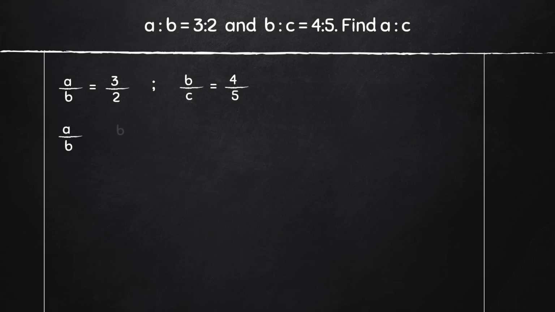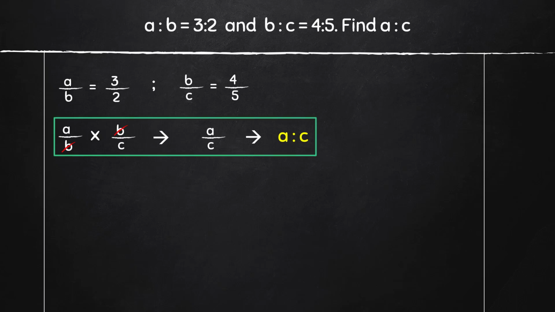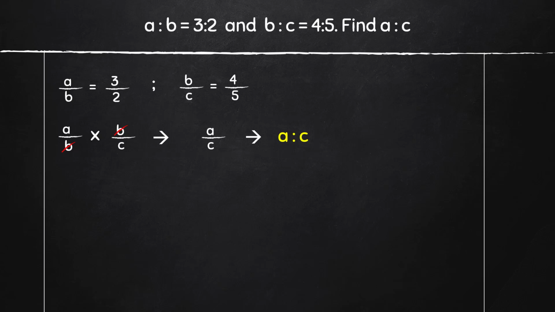How can we write A is to B? We can write it as A by B, correct? And how can we write B is to C? We can write it as B by C. And what do we need? A is to C. So if you multiply both the ratios, the first with the second, the B gets cancelled. And what do we get? We get A by C, which is nothing but A is to C. So this procedure has to be followed for this particular sum. We need to calculate A is to C. So A by B into B by C.